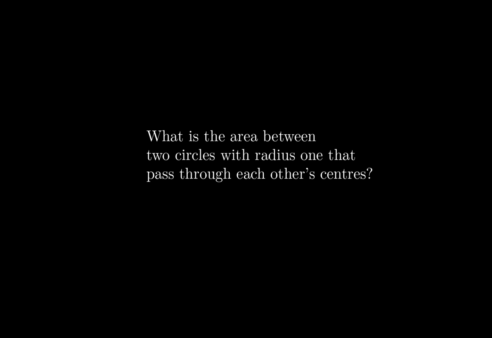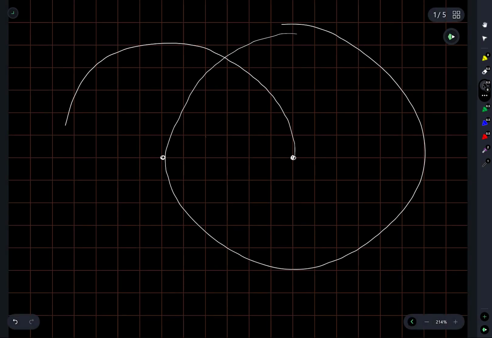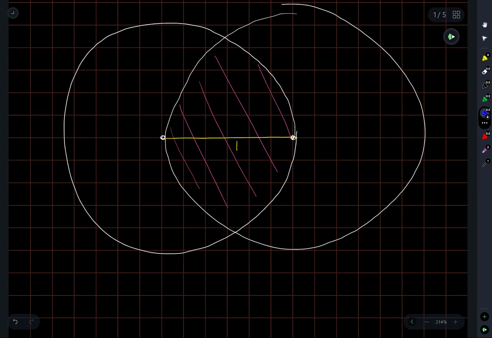Okay, so first thing I'm thinking is we should certainly be drawing a diagram of what's going on here. So we have a circle like this, and we have a circle like this, and we're supposed to find the area of that region. Okay, so they both have a radius of 1, so the distance between them here is 1.